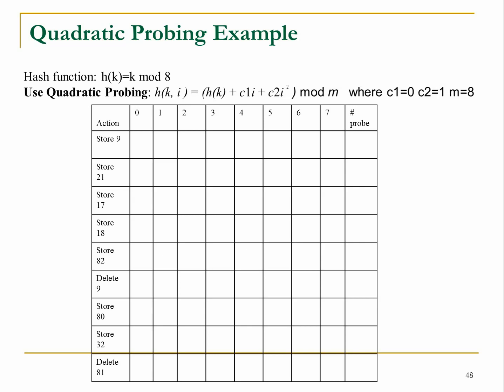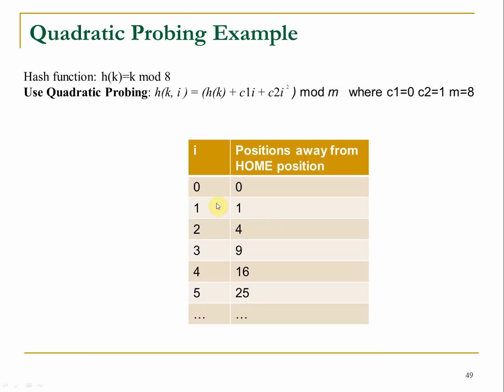So what is going to happen here? This is what I have summarized for you. For the home position, if i equals 0, then you add 0 squared, which is the same as the home position. If it is occupied, i changes to 1, and you add 1 squared, so you look into the next location. If that location is already occupied, then instead of looking 2 positions away from the home position, i squared is 4, meaning 4 spaces away from the home position.